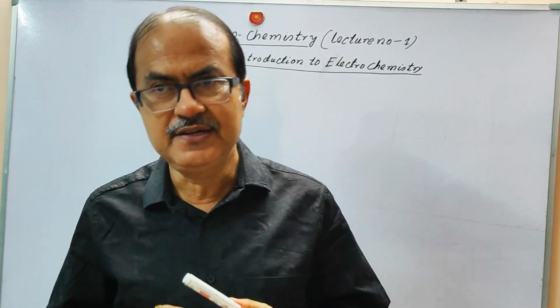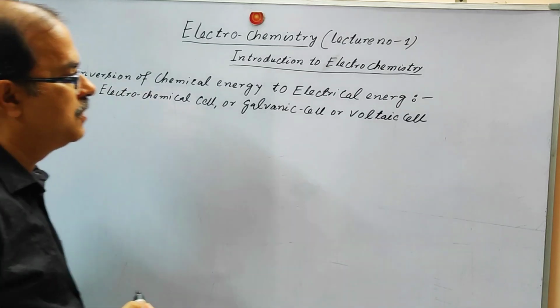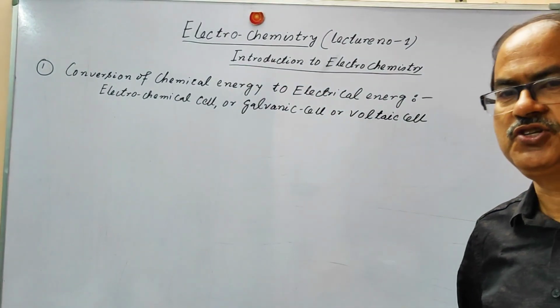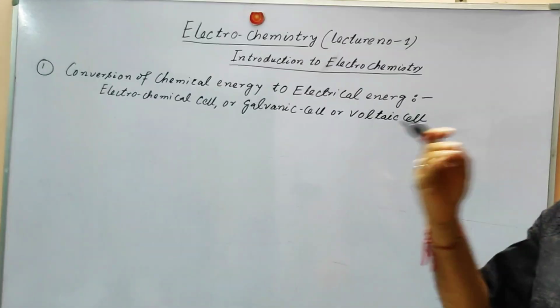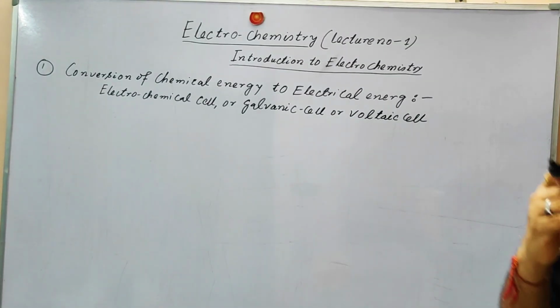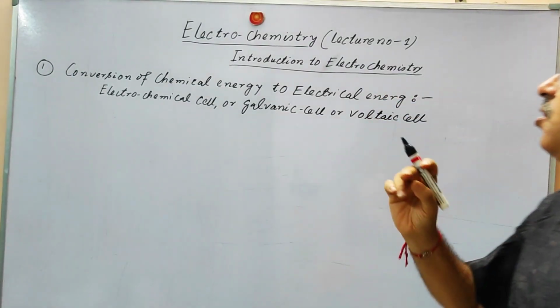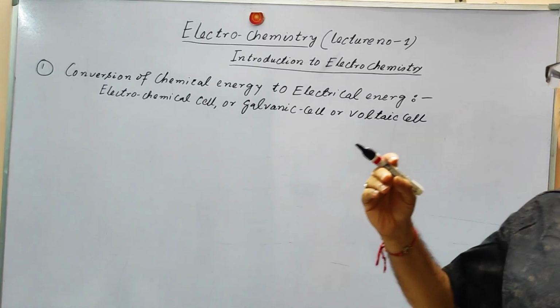So we can write: this is the first aspect of electrochemistry, the conversion from chemical energy to electrical energy, and the arrangement is called the electrochemical cell, or we can say the galvanic cell, or the voltaic cell.